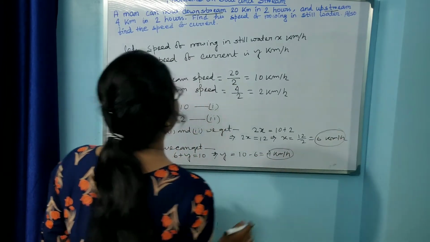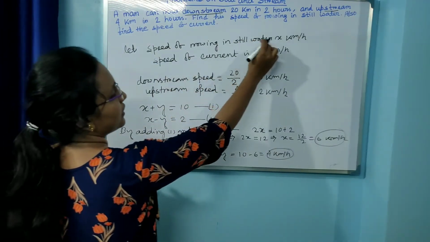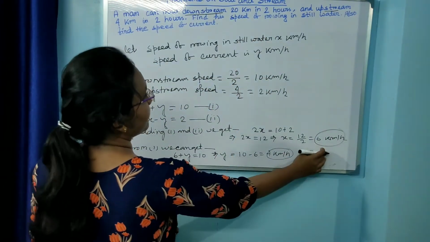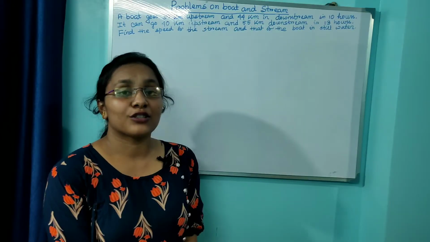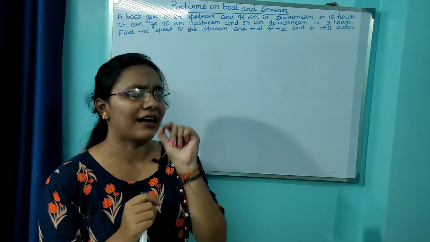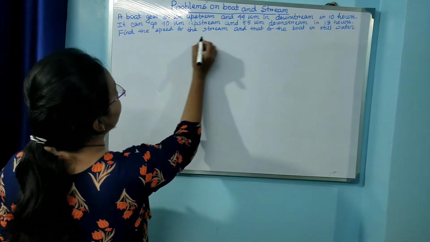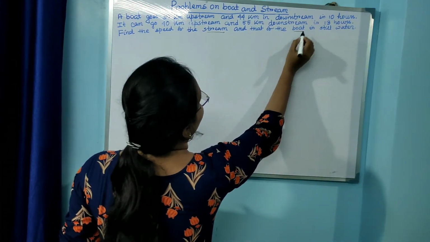Okay, so these two are solutions. Speed of rowing in still water will be 6 km per hour and speed of current will be 4 km per hour. So let us discuss another problem of harder level. What is required? Find the speed of stream and speed of boat.